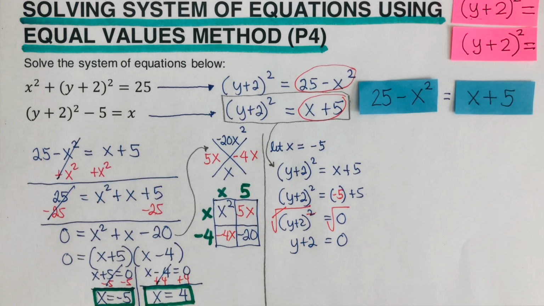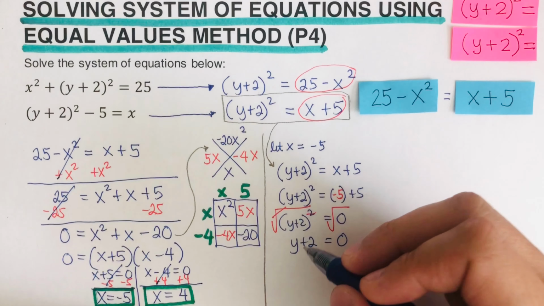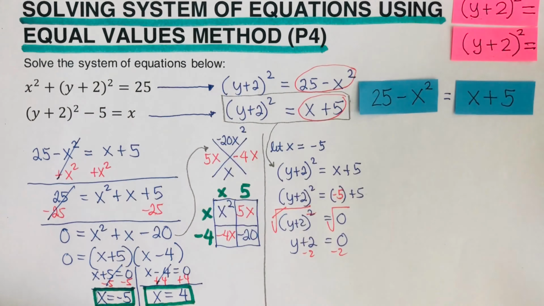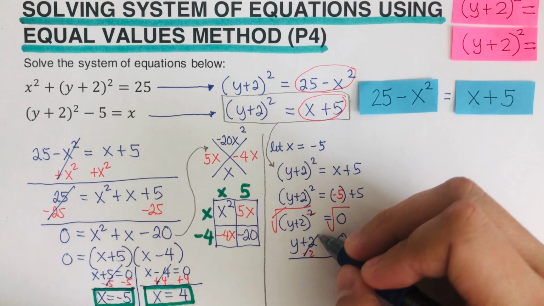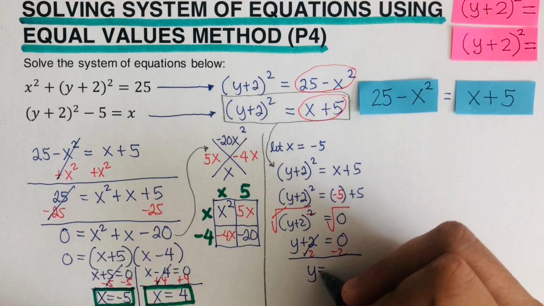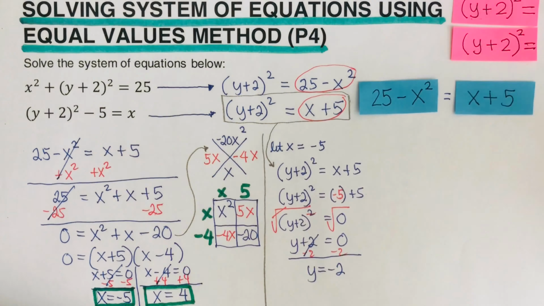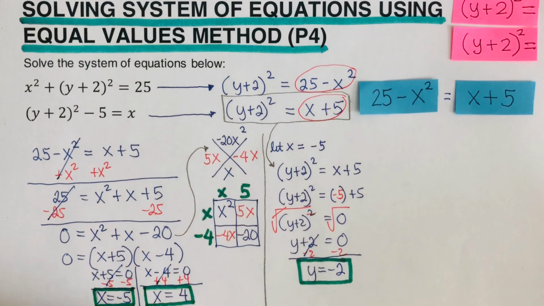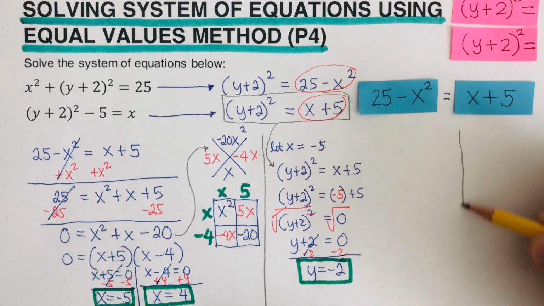We don't have a positive 0, we don't have a negative 0, so we just keep that as 0. So then the first y would be, we subtract 2 from both sides, minus 2, so then we come up with y is equal to negative 2. So this is our first value of y. Now, I am going to write on the side here the points of intersection.